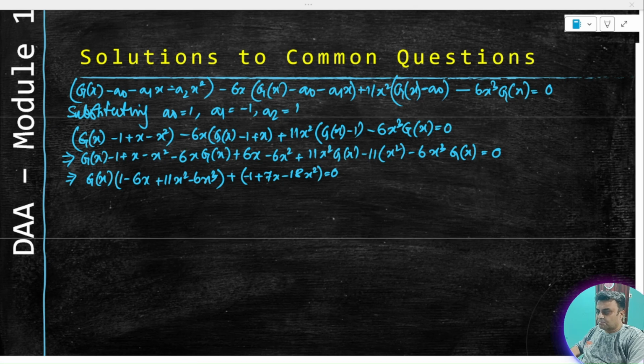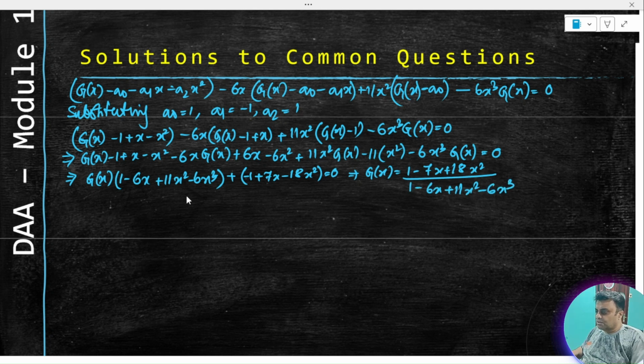which implies that if I take things to the right side, gx will be equal to 1 minus 7x plus 18x square divided by 1 minus 6x plus 11x square minus 6x cube. So this is what I'll get.